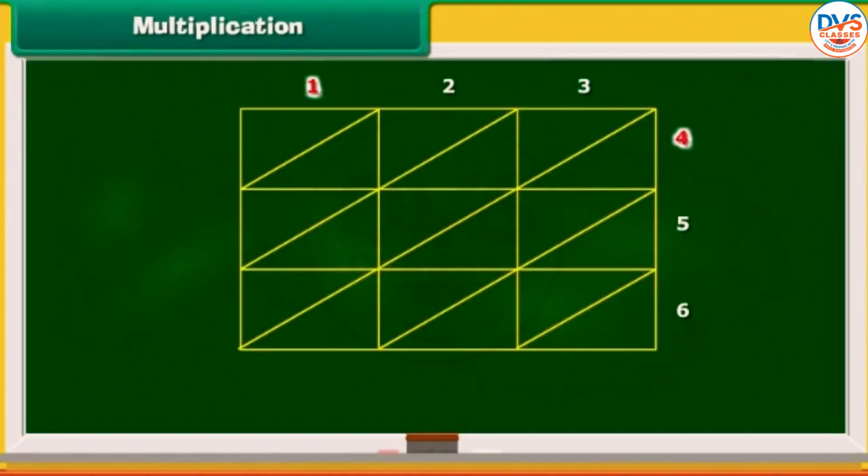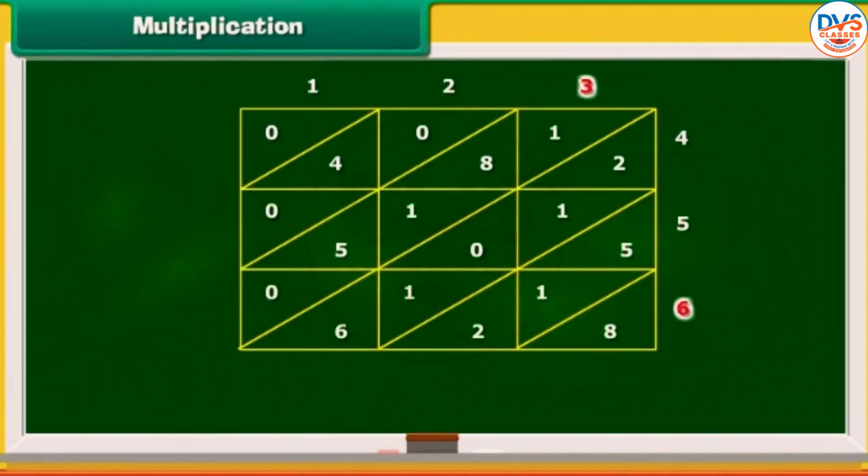Multiply 1 by 4. Write the result as 04 in the first cell. Multiply 2 and 4 and write the result as 08 in the second cell, and so on. Now add up the diagonal elements from the bottom. The bottommost diagonal has only one element. Write 8 beneath the table under the last column.